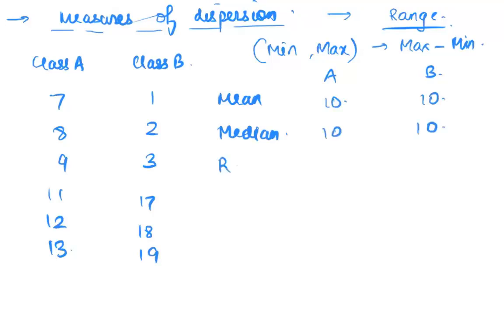But now you start coupling it with measures of dispersion. The first one of that is range. Now range is max minus min. For class A, what is that going to be? 13 minus 7. So that's 6. For class B, that suddenly becomes 18. Right? So this is the first point of difference that we are able to establish between these two classes.